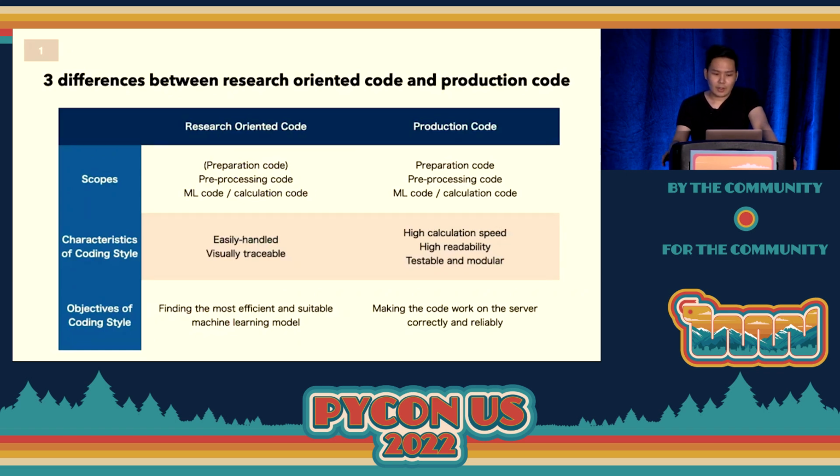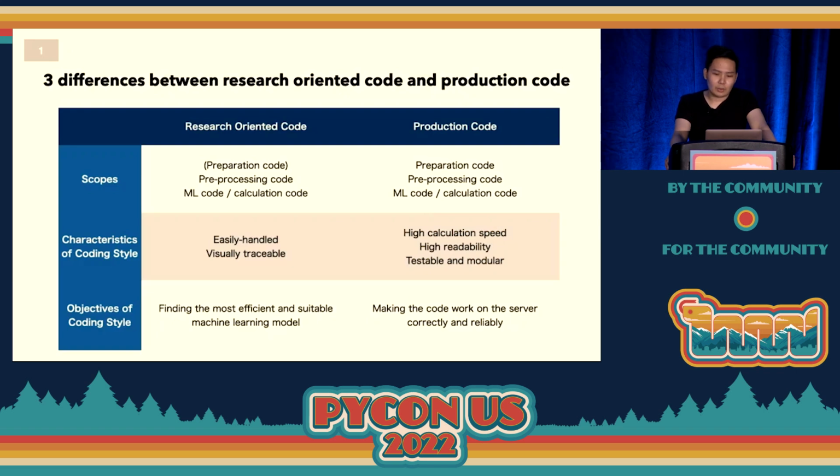So I identified 3 differences between research-oriented code and production code. There are different scopes, different characteristics of coding style, and different objectives. Researchers focus more on writing preprocessing code, ML code, and calculation code. On the other hand, engineers have responsibility to write the whole part of the code at production level.